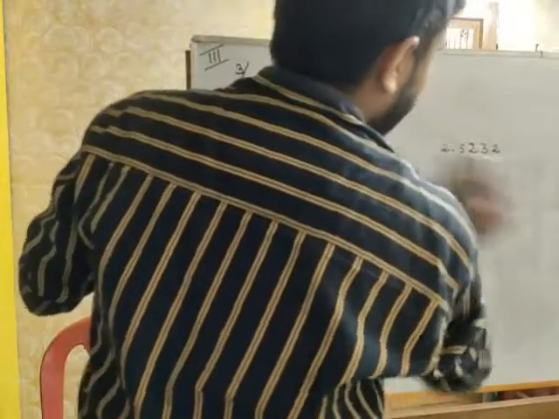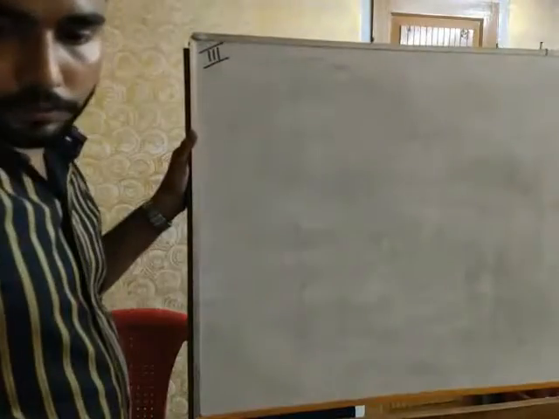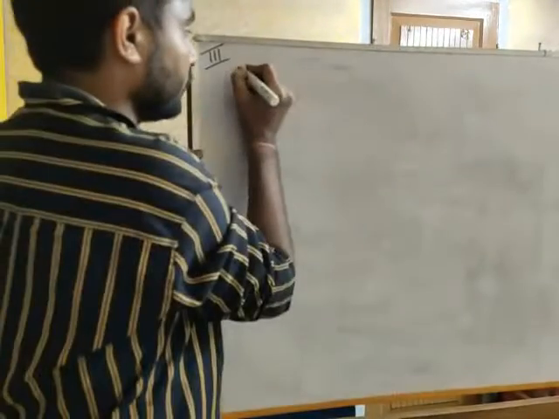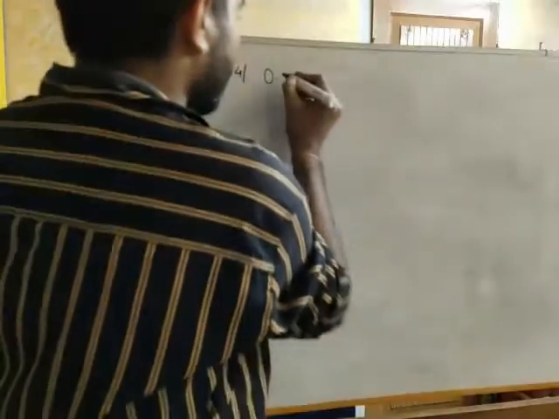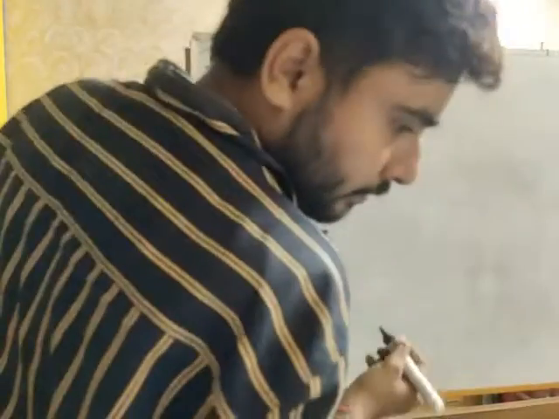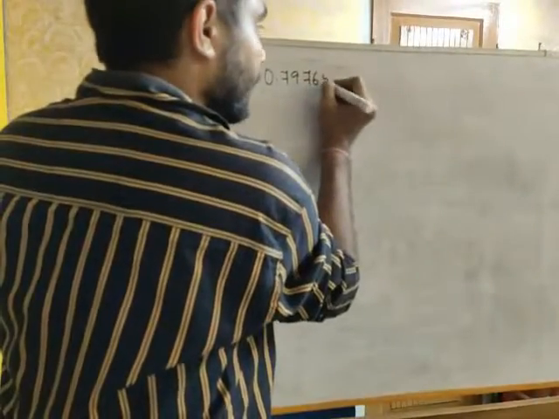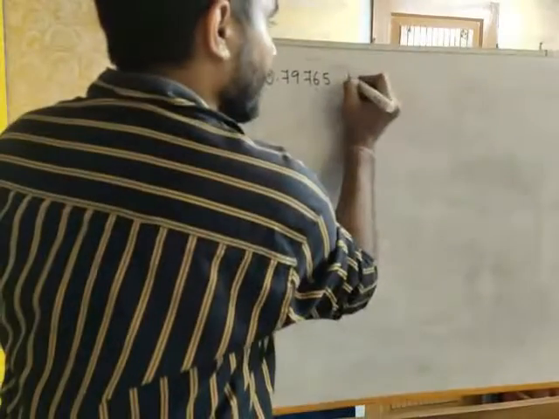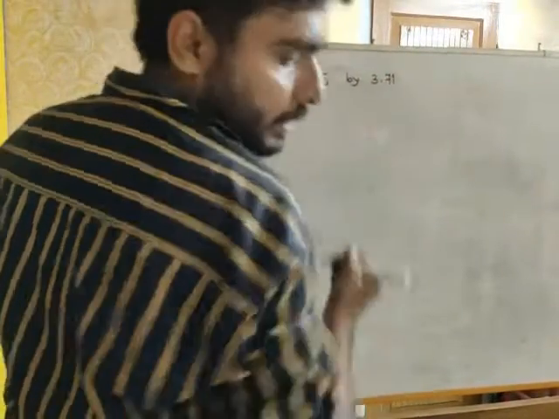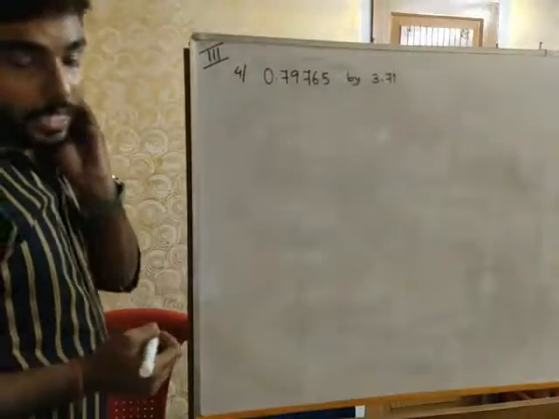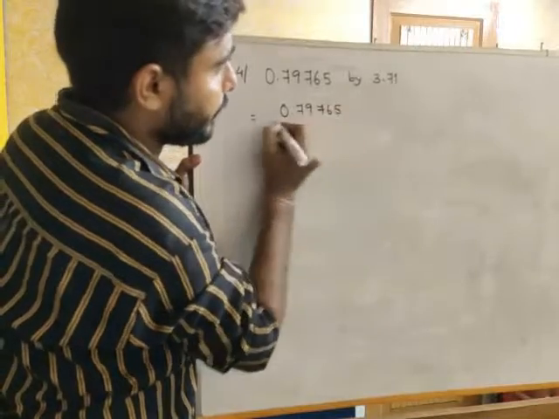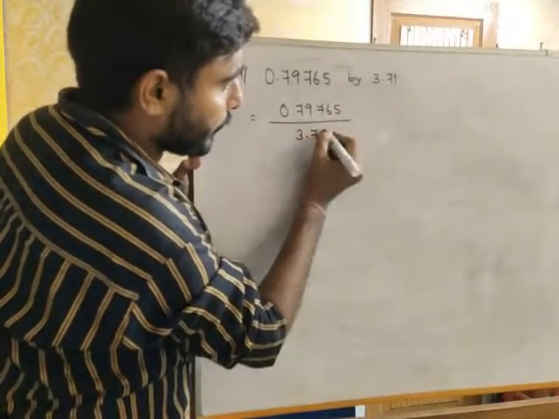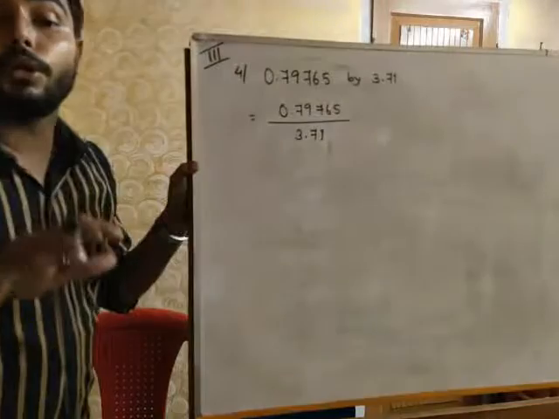Let's see number 4 then. Question number 4 is 0.79765 by 3.71. This is the question. 0.79765 divided by 3.71. So now you all remember what you are going to do.